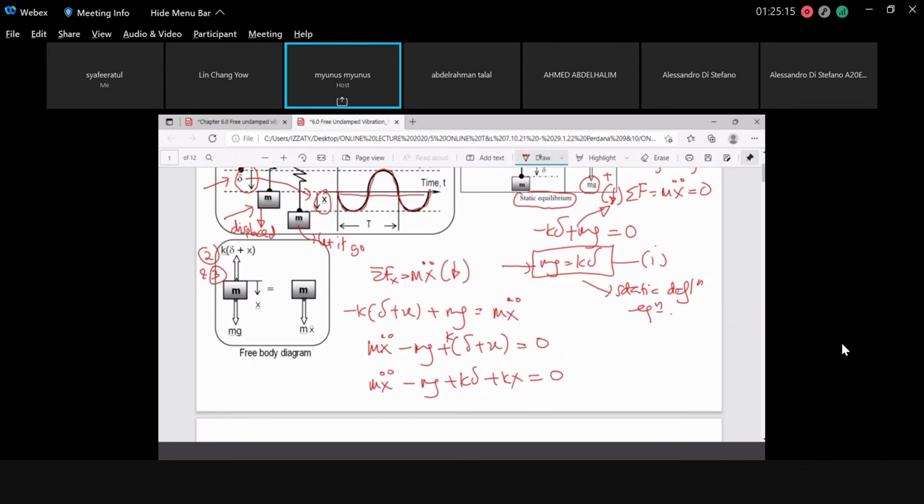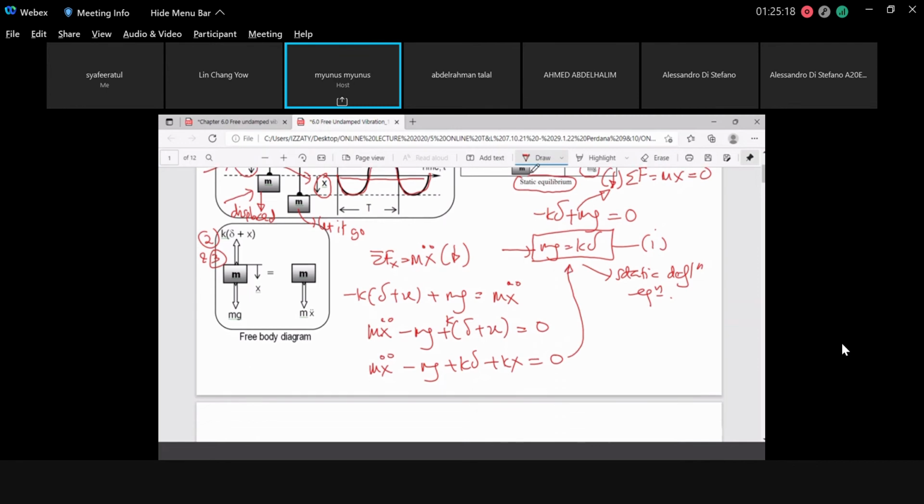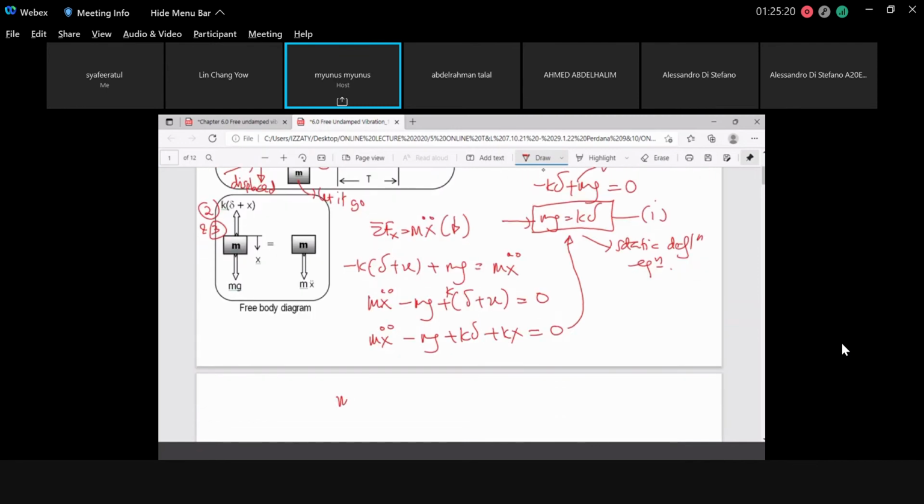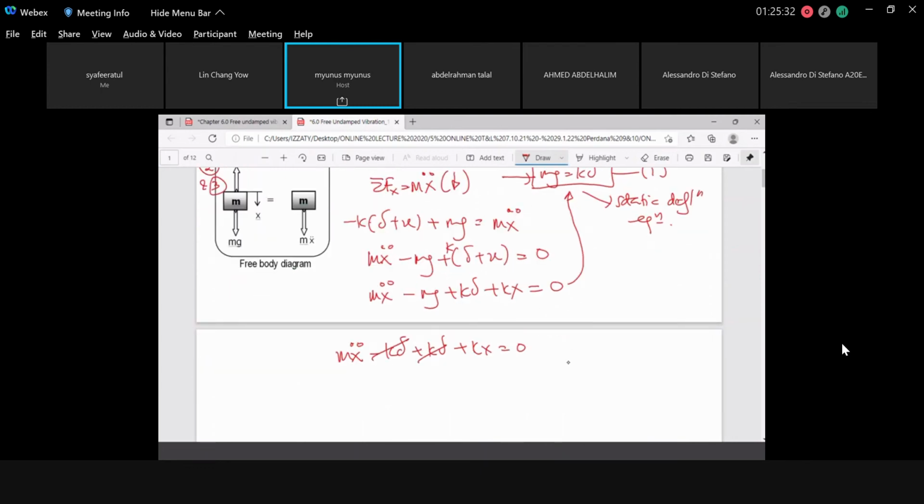Correct? But remember this one, mg equal to k delta. So you put it together here, you come to mx double dot minus mg plus k delta plus kx equal to 0. This one cancels automatically because there is no more static parameter in the dynamic oscillation. So you have mx double dot plus kx equal to 0. This one is known as the equation of motion of the spring mass system.